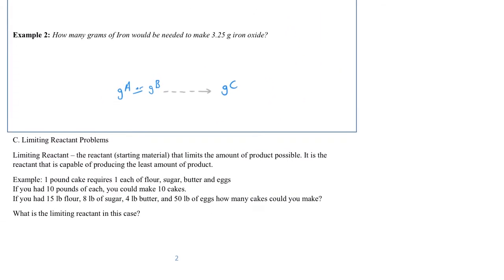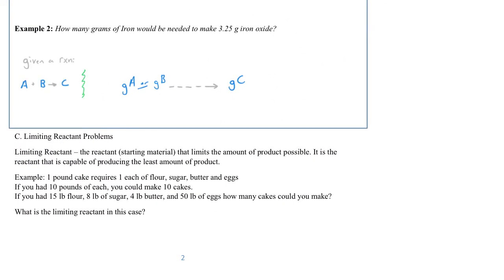So in the last lesson, we learned if we were given a reaction, say A and B goes to C, we learned that we can take the mass of A in grams, or the mass of B in grams, and we can find out the mass of C in grams, or vice versa. And we learned how to do this by using the conversion factors built into the chemical equation. And it looks something like this.